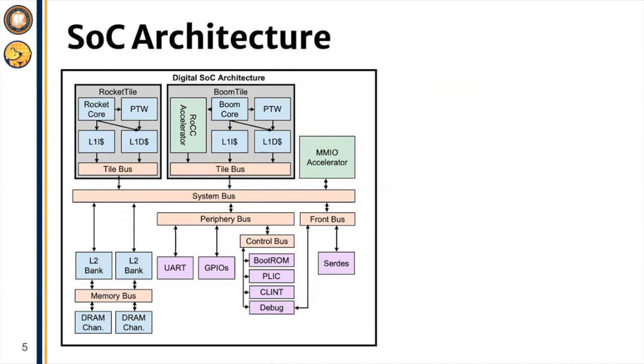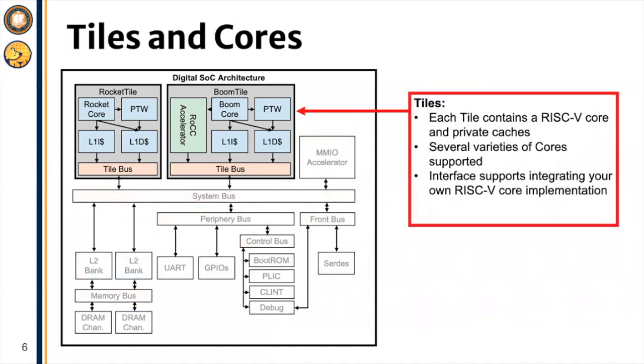This diagram encapsulates many of the components that most SoCs will have, and are provided as open source blocks integrated into Chipyard. Starting out with what some consider to be the heart of an SoC, the CPUs: in Chipyard and Rocket Chip, the CPUs are abstracted within blocks called tiles, where each tile contains a RISC-V core and its private L1 caches and some other components like its TLB, page table walker, maybe a tightly coupled accelerator. There are several different varieties of core supported, which I'll talk about later.